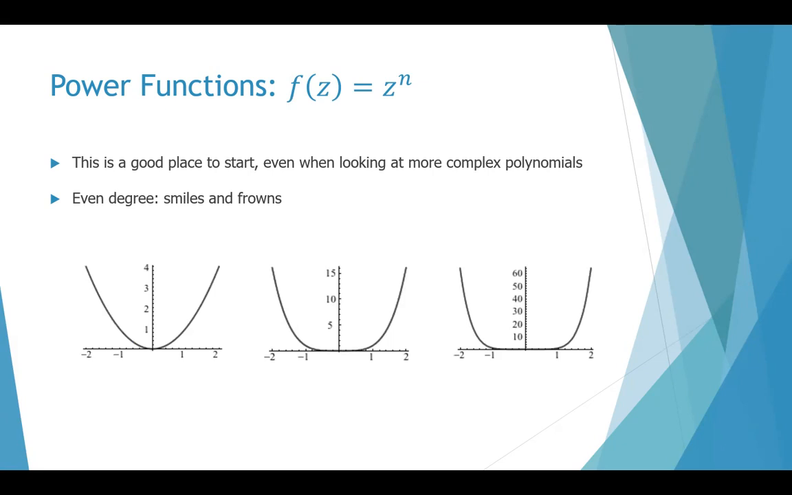So let's look at some power functions. This is a good place to start, even when looking at more complex polynomials. First, even degree polynomials are smiles. If they're positive, they're a smile. If they're negative, they're a frown. And yes, the first one you see is an x squared. The next one is an x to the fourth power, x to the sixth power, and so on. And all it really does is it looks like that it is sitting on the x-axis longer.